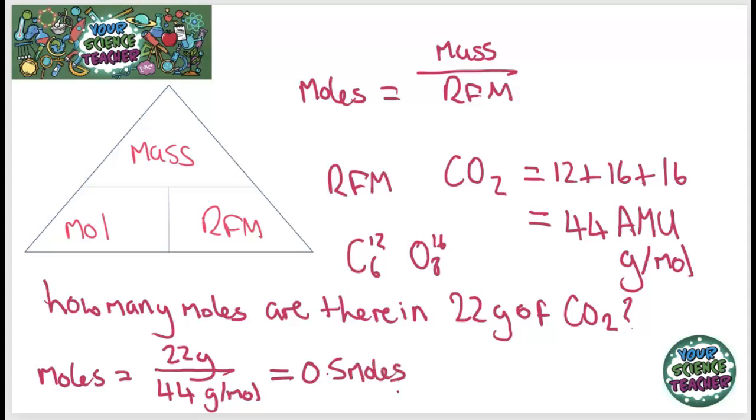You can always rearrange the equation as well. You could calculate the mass if you know the moles. For example, if we wanted to calculate the mass of 5 moles of carbon dioxide, we could do that, because do you remember how to use these calculation triangles from physics? All you need to do is cover up the one that you want to calculate. So in this circumstance it's mass, so we cover up mass, and mass equals the moles times the RFM. So in 5 moles of carbon dioxide, it would just be 5 times 44 grams per mole, and that equals 220 grams.